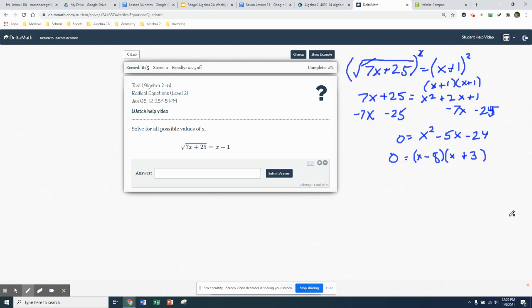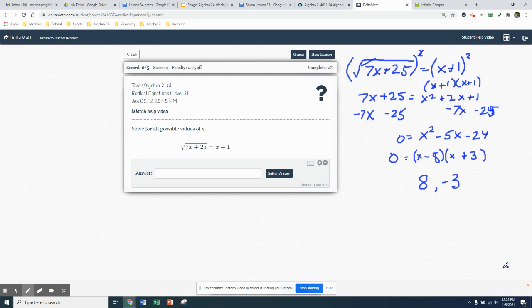Then we're going to use the 0 product property, which would mean set both of these equal to 0, but you can do mental math. What number minus 8 is equal to 0? That's going to be 8. What number plus 3 would equal 0? That's going to be negative 3. So there's going to be our 2 solutions. Now, not so fast. Those are 2 solutions, but since we're dealing with a square root, square roots are special. They only take certain types of numbers.